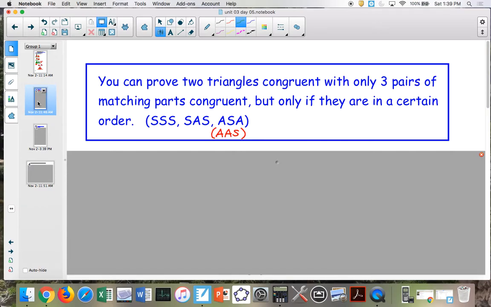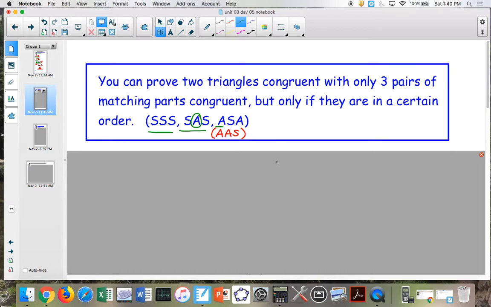Alright, well, these are the situations. You can prove that 2 triangles are congruent with only 3 pairs of matching parts congruent, but only if they're in a certain order. The first: if you have all three pairs of corresponding sides congruent, you know the triangles are congruent. If you had two pairs of corresponding sides and the angle between them, it has to be the angle between them, then that's also enough to guarantee the triangles are congruent.